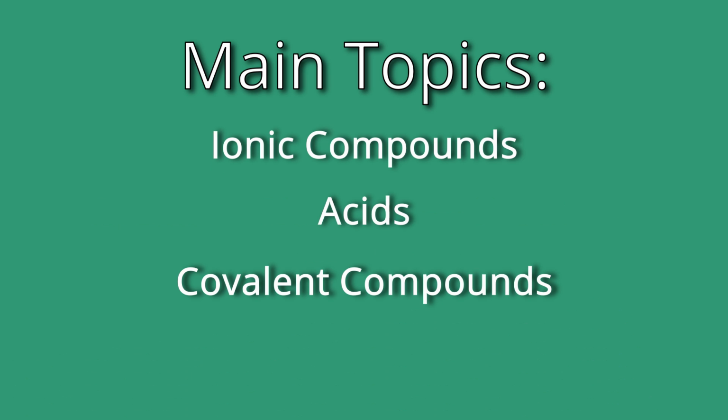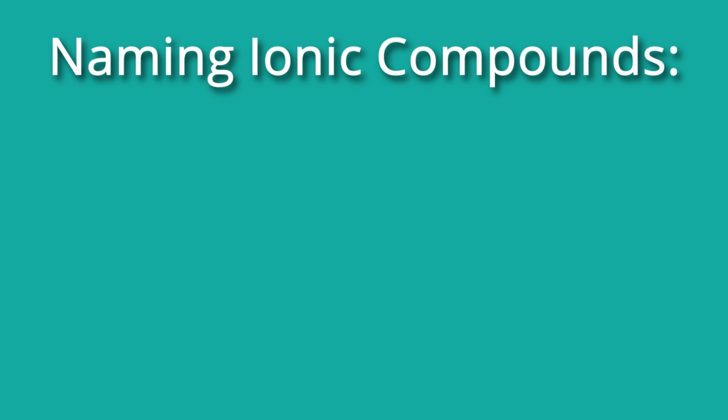So the main topics of Lecture 12 were about naming compounds. And so the three main topics are about naming different types of ionic compounds, naming different types of acids, and the naming of covalent compounds. And so we're going to start off with ionic compounds.